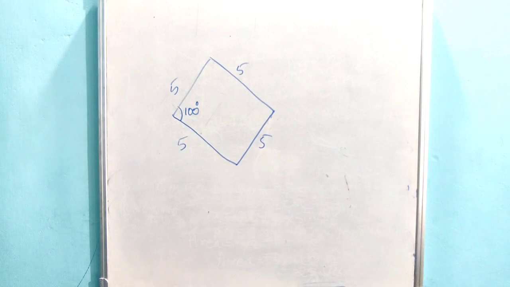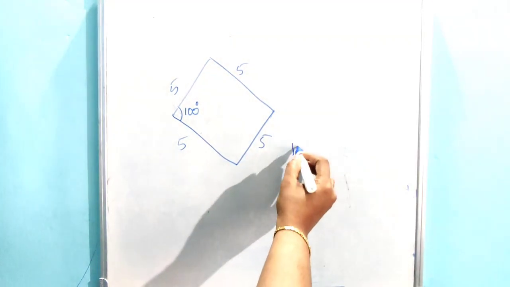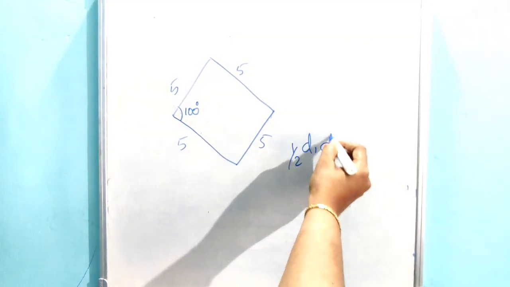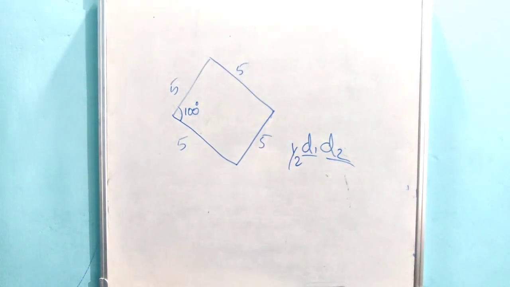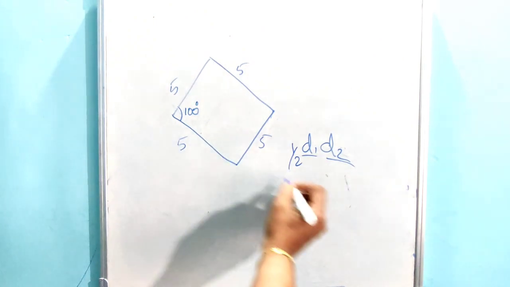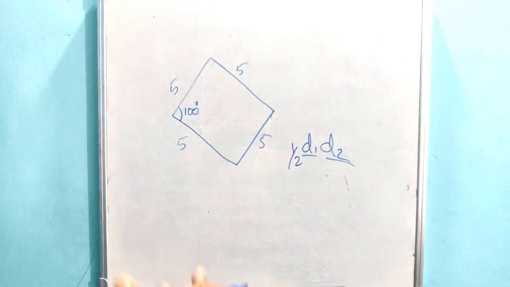Okay, this one is a rhombus. So how do we find the area of a rhombus? Yes, we have two equations to find the area of a rhombus. One is half into d1 d2. What are d1 and d2? d1 and d2 are the diagonals of the rhombus, or we can calculate the area of a rhombus by considering the rhombus as a special case of a parallelogram.